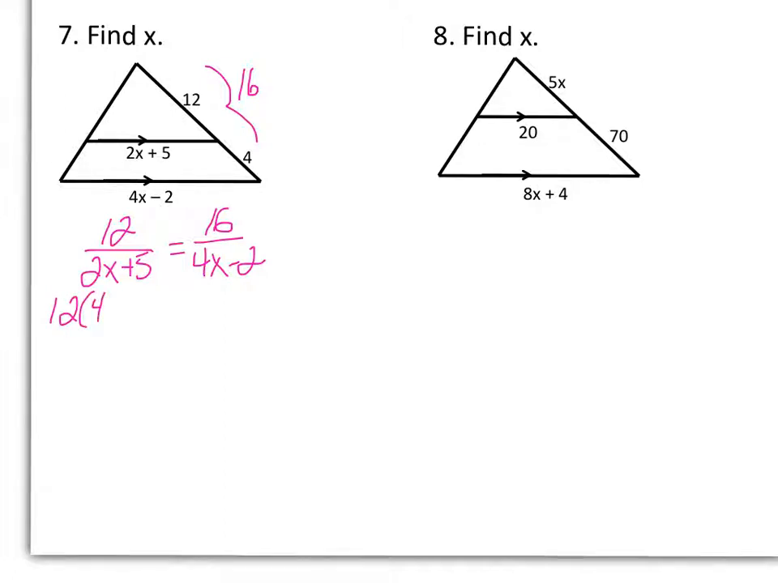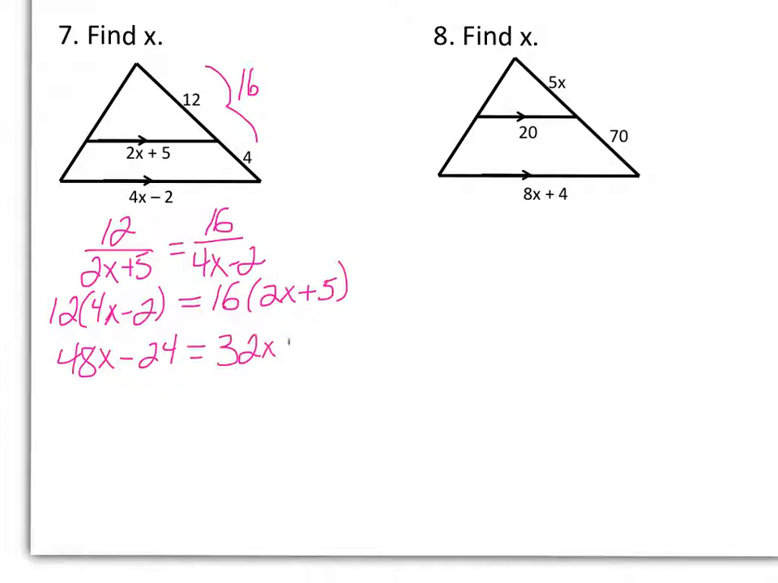So 12 times 4x minus 2 equals 16 times 2x plus 5. Distribute on both sides. So we have 48x minus 24 equals 32x plus 80. If I subtract 32x, I have 16x minus 24 equals 80. If I add 24 to 80, I get 104. And then finally divide both sides by 16, x equals 6.5.